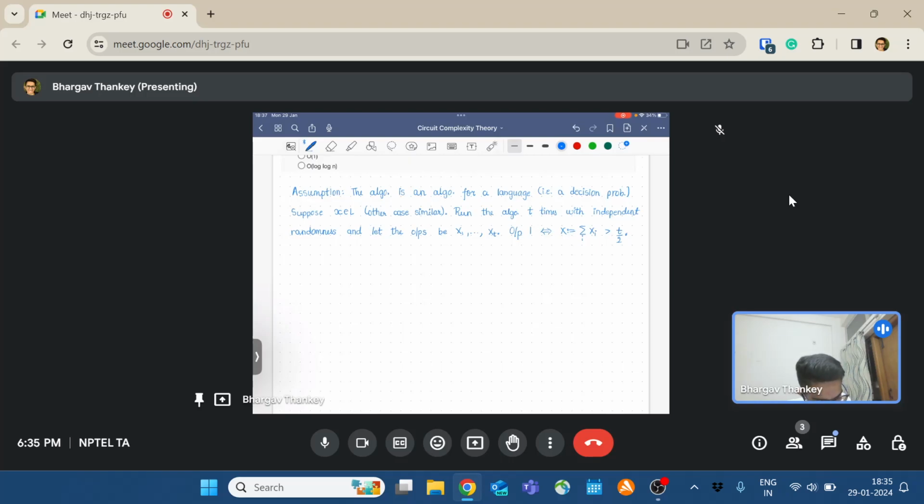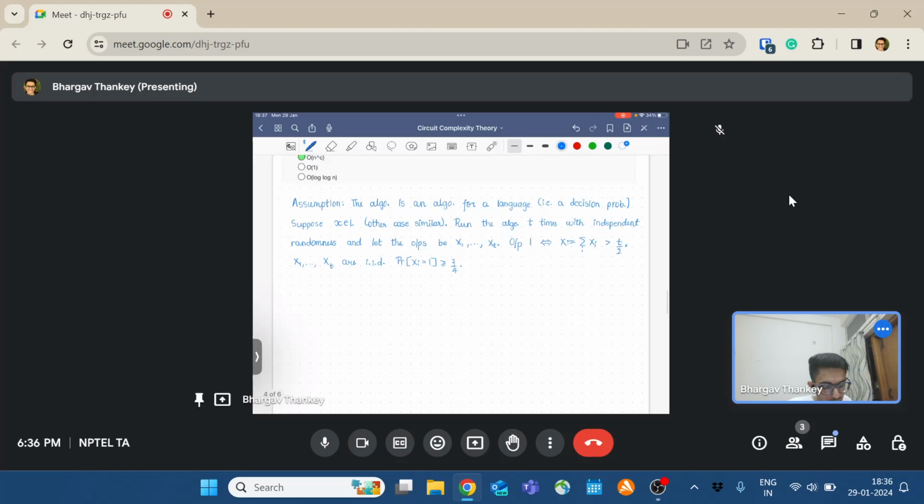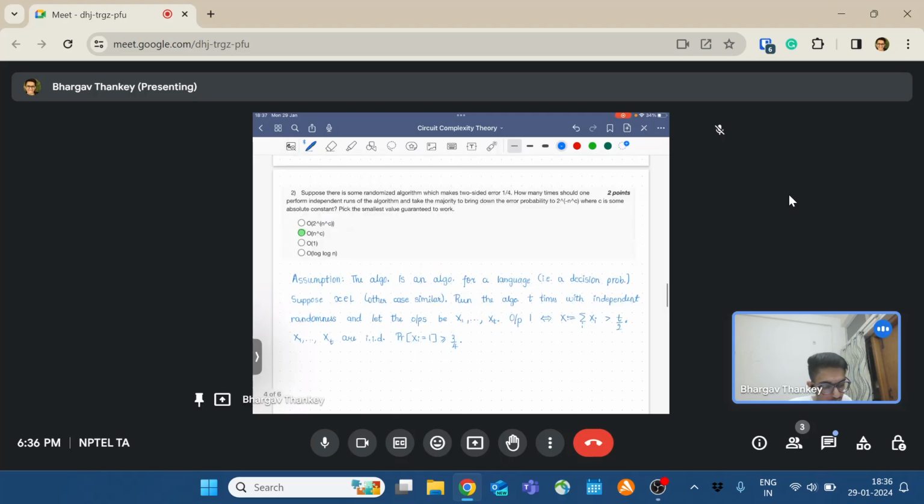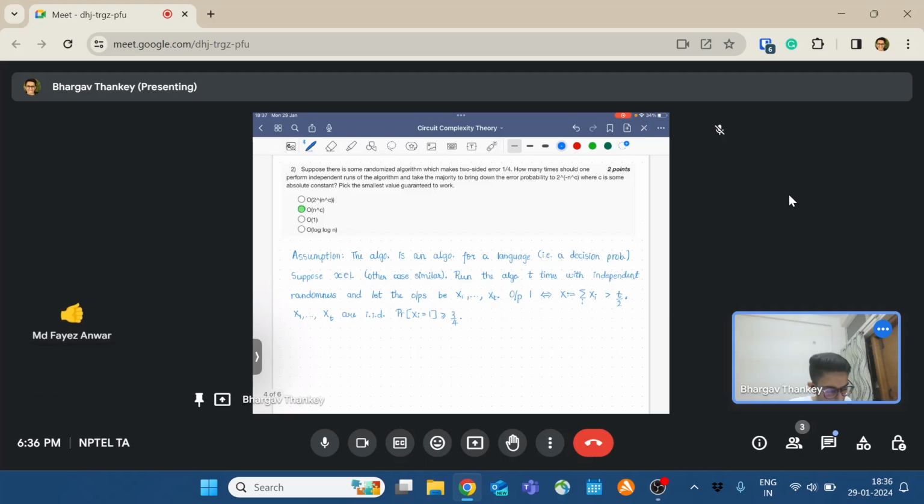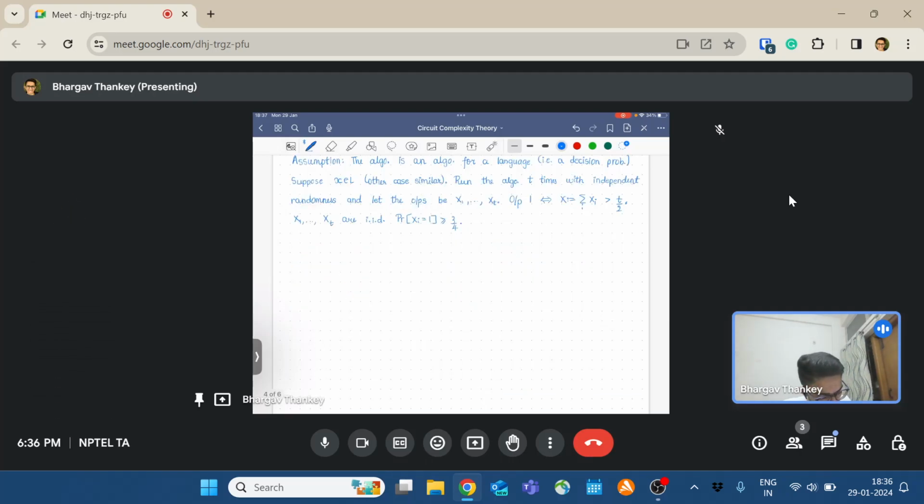Okay, so now what do we have? We have that x1 to xn are IID, sorry, x1 to xp. So we have this greater than or equal to 3 over 4 because we're assuming x is in L and the error is 1 over 4, right? Yeah. So now, let me write this down.